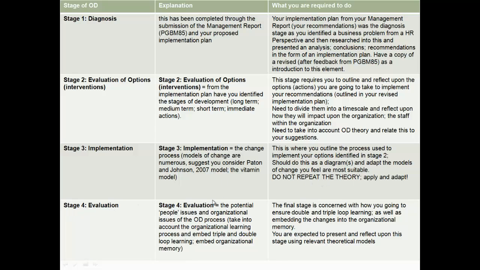The final stage is the evaluation stage. This is the potential people issues which will be related to the changes you propose in stage 2 and implementation in stage 3. This is about how you can ensure double and triple loop learning, as well as embedding the changes into the organizational memory. Go back and look at Wechsler's model and look at the 4 different types. You may want to adapt the model and show how your changes will actually change the memory, which is what organizational development is about in the end. You're expected to present and reflect upon this stage using relevant theoretical models, for example Wechsler. You may also bring in here the models that you've used in stage 3 of this process. That's what this element of assessment is asking you to do.